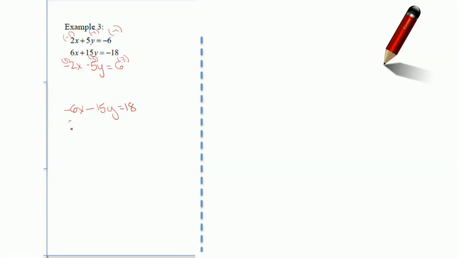Let's rewrite our bottom equation there. 6x plus 15y equals negative 18. Now we follow our next step. Add them together. Negative 6x plus 6x, 0. Negative 15y plus 15y, 0. 18 minus 18, that's 0 as well. So 0 equals 0, well, that's many solutions, because 0 does equal 0.